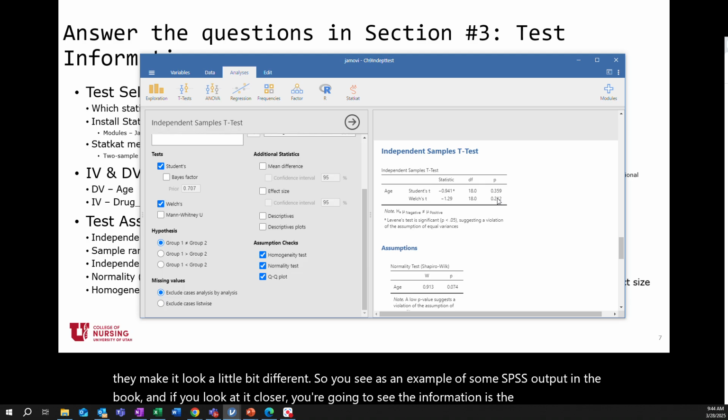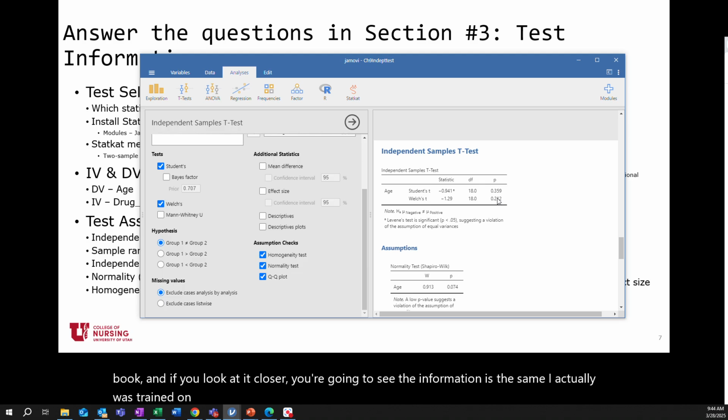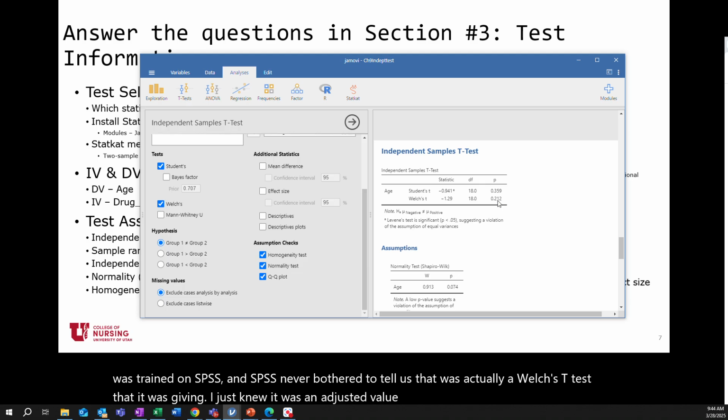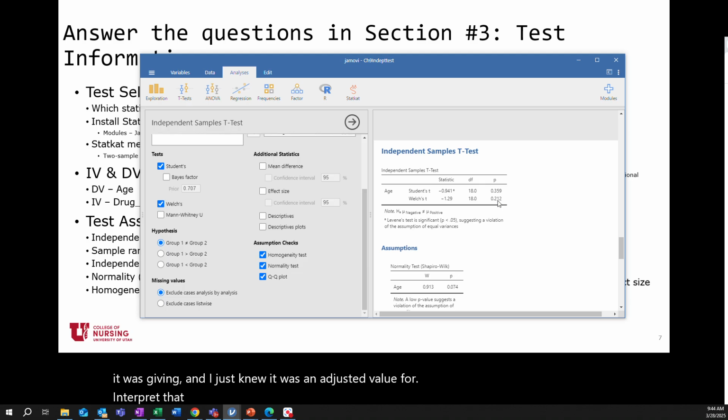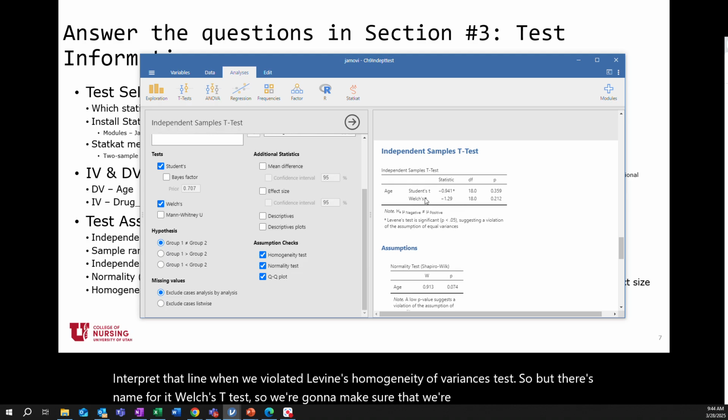I actually was trained on SPSS, and SPSS never bothered to tell us that that was actually a Welch's t-test that it was giving. I just knew it was an adjusted value to interpret on that line when we violated Levene's homogeneity of variances test. But there's a name for it, Welch's t-test. So we're going to make sure that we interpret that line right there.